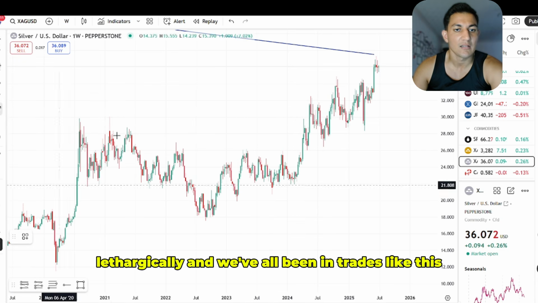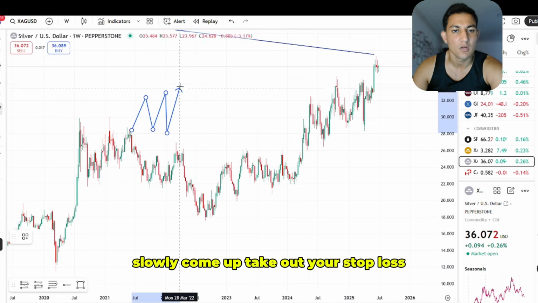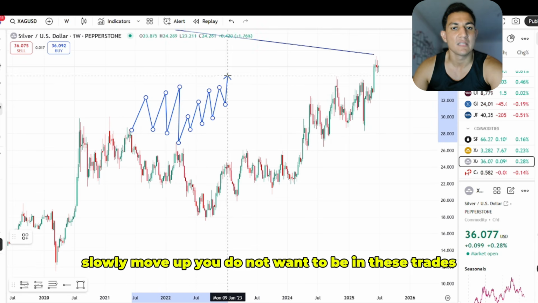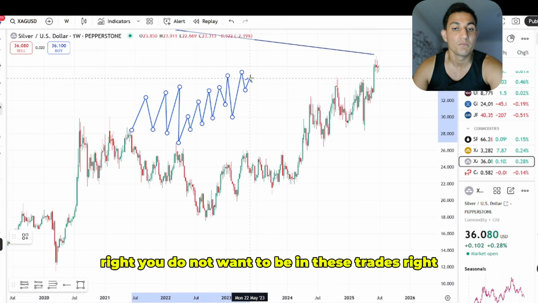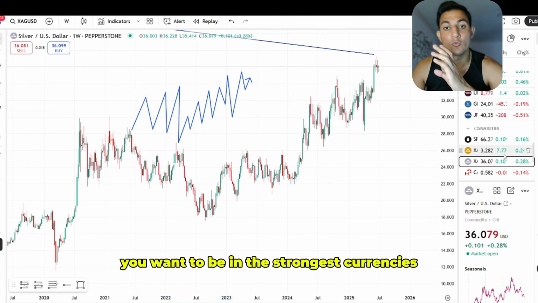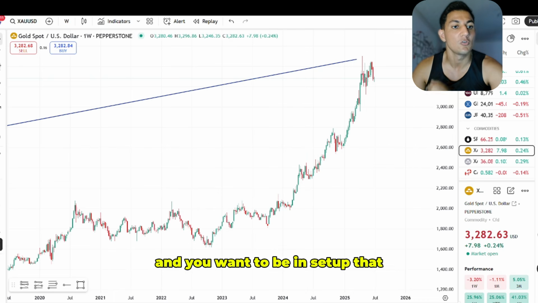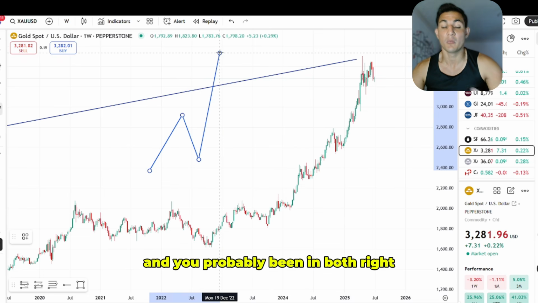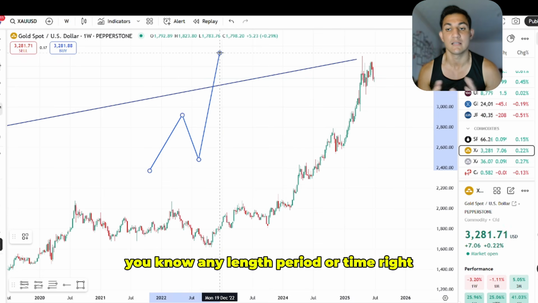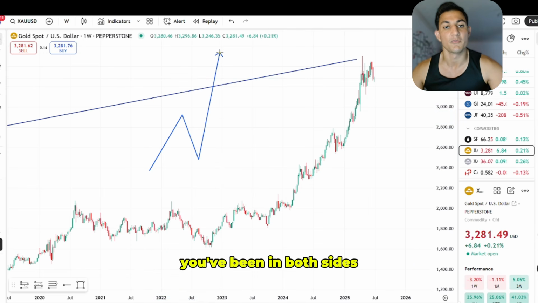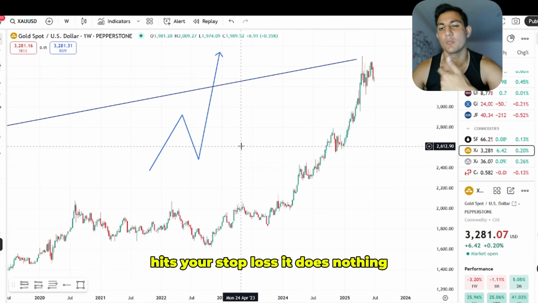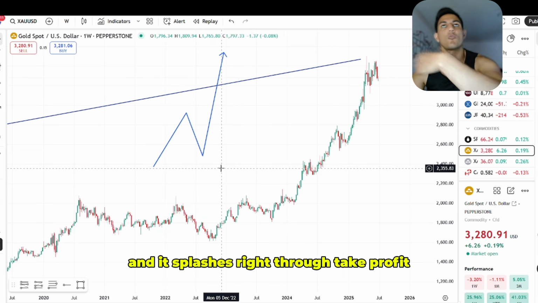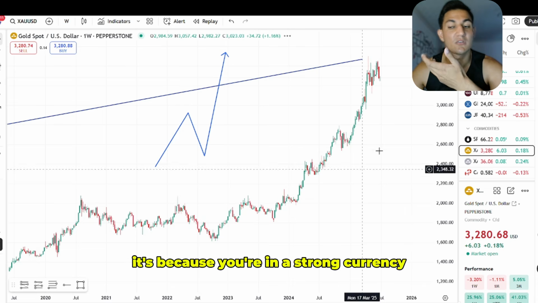And we've all been in trades like this. Price will slowly grind up, slowly come up, take out your stop loss, slowly move up. You do not want to be in these trades, right? You do not want to be in any of those trades. You want to be in the strongest currencies, and you want to be in setup, so as soon as you get tagged in, it goes straight to take profit. And you've probably been in both, if you've been trading for any length of time. You've been in both setups where it consolidates for ages, it hits your stop loss, it does nothing, and then trades where as soon as you get in, it just goes straight to take profit, and it smashes right through take profit. And it's because you're in a strong currency and a weak currency.